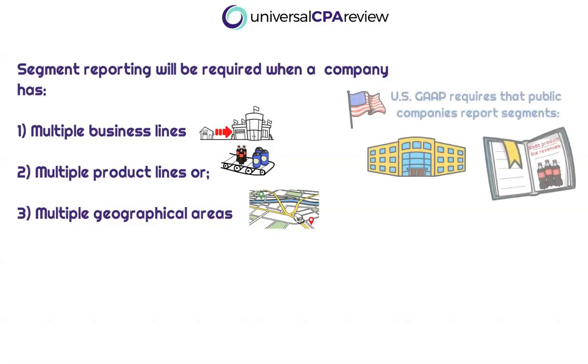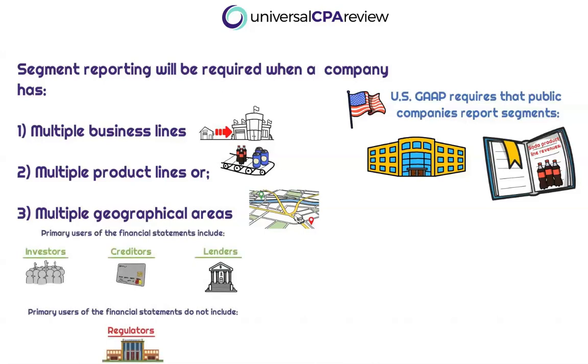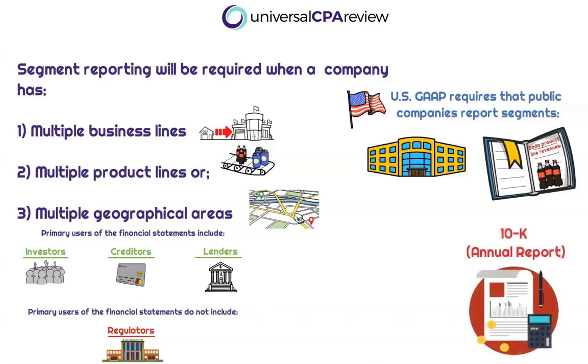The reason that this is tested in the FAR exam is because public companies are required to report different segments in the consolidated financial statements. So who are the primary users again? Investors, creditors, lenders, not regulators, are reading these financial reports. This is sometimes referred to as the 10-K. What they'll see in this 10-K report is not only the parent company, but a breakout of the different business lines or product lines or geographical lines, AKA the breakout of different segments. The whole idea here is that they are displaying them in this separated way.